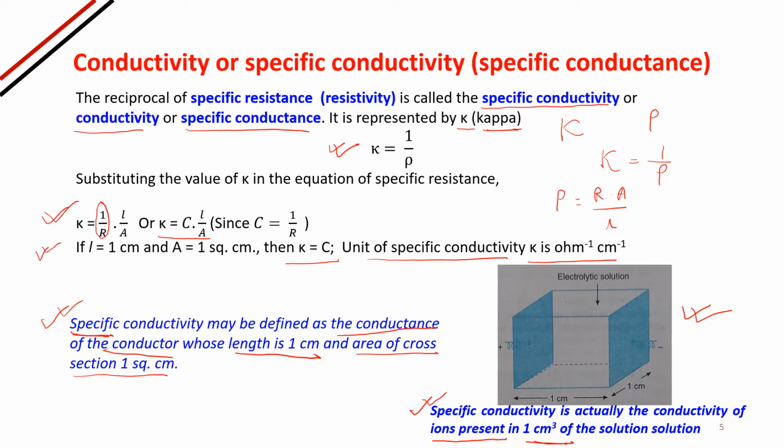If the length is 1 centimeter and area of cross section is 1 square centimeter, that means the volume is coming 1 centimeter cube. So it is written here, specific conductivity is actually the conductivity of the ions present in 1 centimeter cube of the solution. What is the conductivity we are getting for that amount of the volume? Then that is known as specific conductivity or specific conductance. Am I clear?